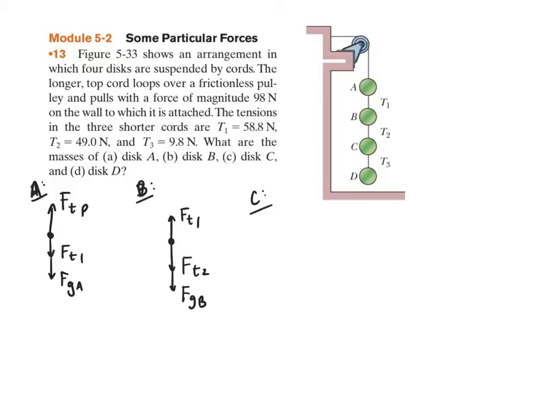So if we look at the free body diagram of object C, we see the same thing here. We see the tension in rope 2, right? Tension in rope 2 pulling up on object C. The tension in rope 3 pulling down on object C.